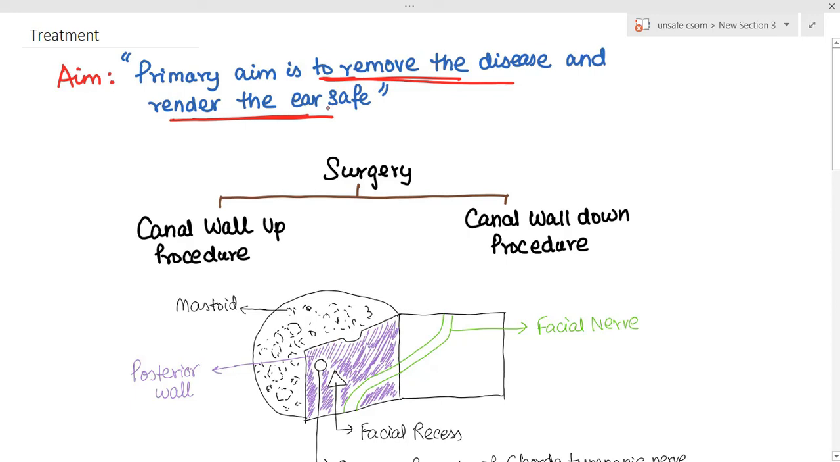Although it is important to get the patient hearing and to conserve the hearing, the primary aim is to remove the disease and render the ear safe. And if we can then reconstruct and conserve the hearing, then it is very good. So first, let's discuss what the treatment modalities are.